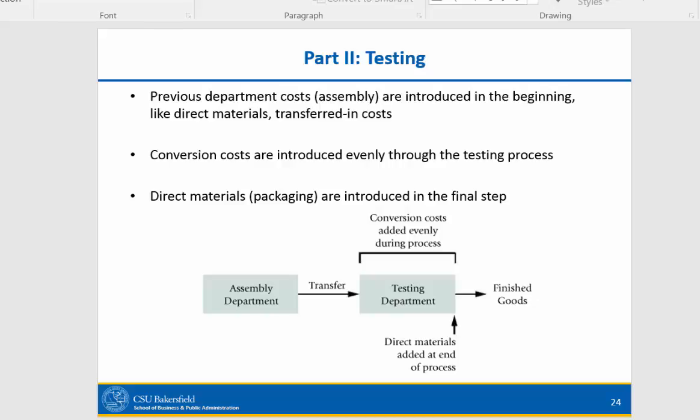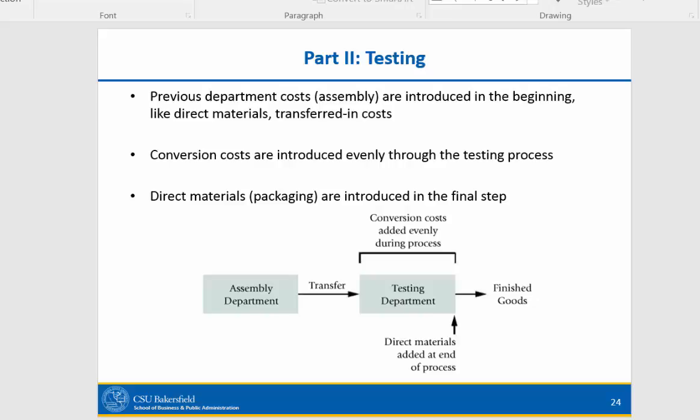The second assumption is conversion costs are introduced evenly through the testing process. Conversion costs we normally consider manufacturing overhead and direct labor. We assume that these costs are introduced evenly through the testing process. Could be 20%, could be 50%, could be 90%, depending on the scenarios. Finally, once those cell phones pass the required tests, they are ready for sale.